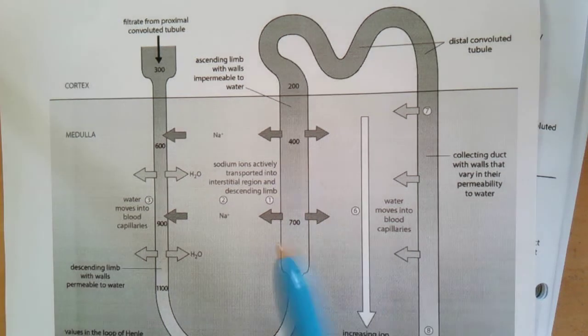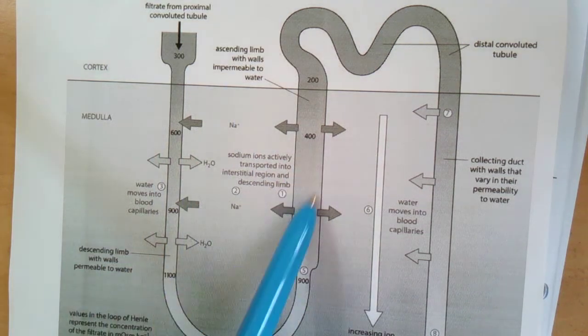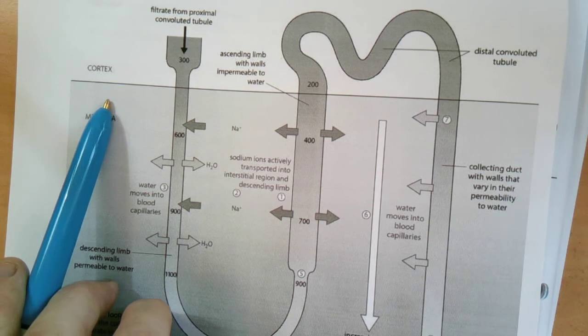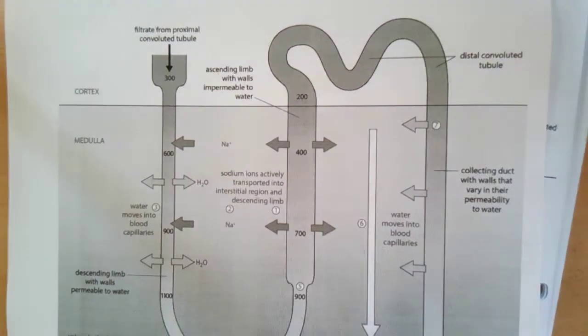Using the diagram in your booklet as to how the loop of Henle maintains the reabsorption of water back into the blood. Now, just to give you an idea about where you are in relation to the nephron, this obviously is the loop of Henle here, and we are in the medulla of the kidney, and this is the descending limb of the loop, and this is the ascending limb of the loop.